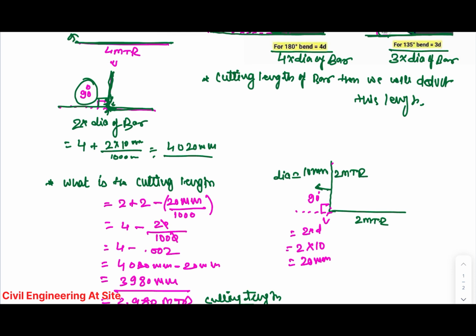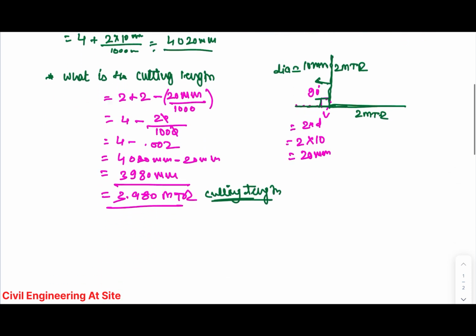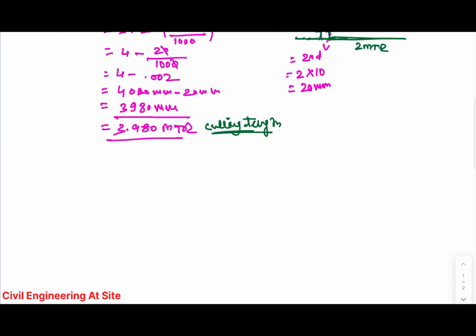So we need this bar 3.980, then we will bend this bar at 90-degree angle, so this length will automatically increase. Now you understand with this example. So I will make another example for you.